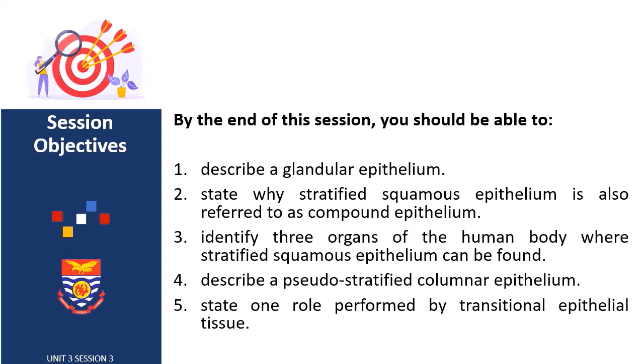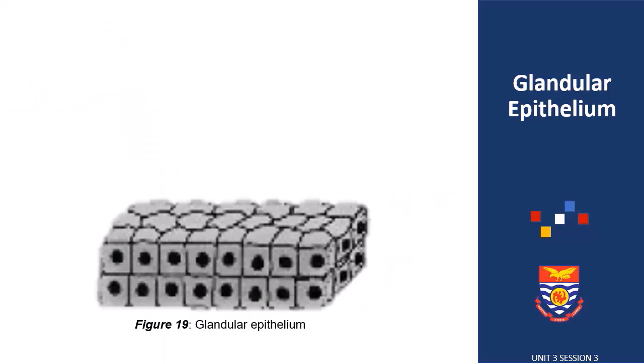By the end of this session, you should be able to describe a glandular epithelium and also state why stratified squamous epithelium is also referred to as compound epithelium, and also identify three organs of the human body where stratified squamous epithelium can be found, and also describe a pseudostratified columnar epithelium, and then finally state the role performed by transitional epithelial tissue. The first one we'll be looking at is glandular epithelium.